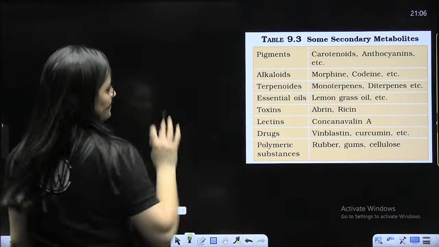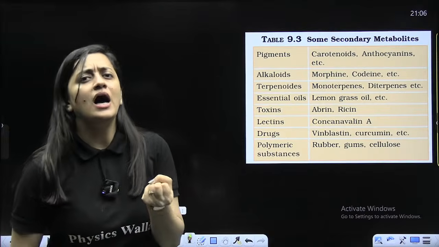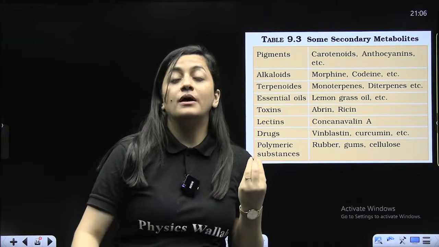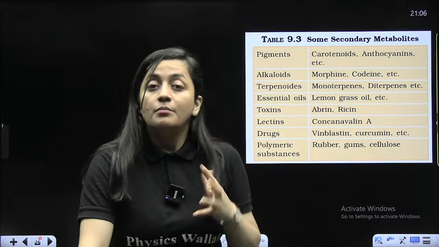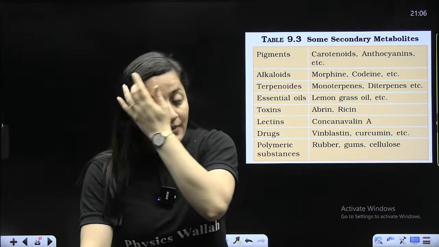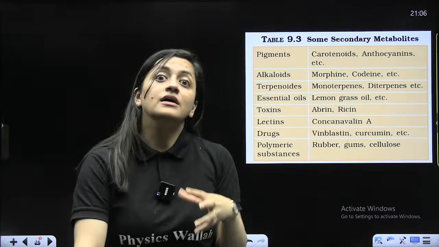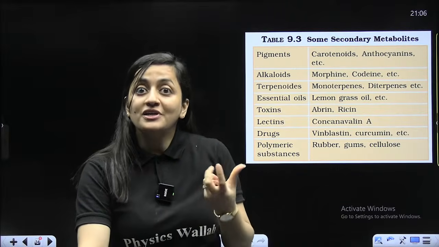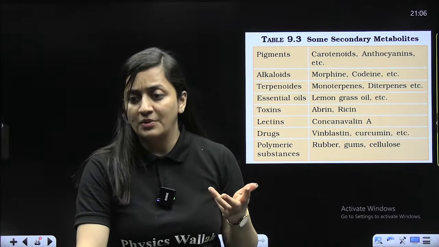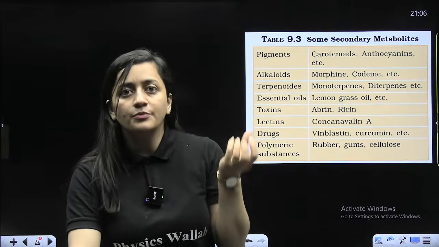So pigments. In the case of plants, you know pigments are present. Leaves are green in color, chlorophyll is there. But the plant is not just green in color. It has other colors also. So different types of pigments are there. So what are these pigments? They are protein complexes. They are proteins.